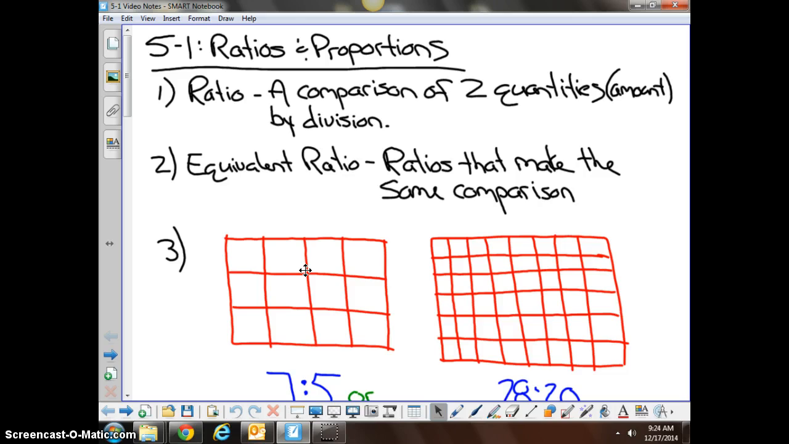A couple of vocab words to start off with. Number 1, we're going to go with ratio being a comparison of two quantities by division. Quantities would be defined as amounts. So if I'm talking about 3 apples, my quantity would be 3 apples, just so we're making sure we're clear on what the vocabulary word quantity means. So a ratio is a comparison of two quantities by using division. Essentially, we're talking about fractions here.